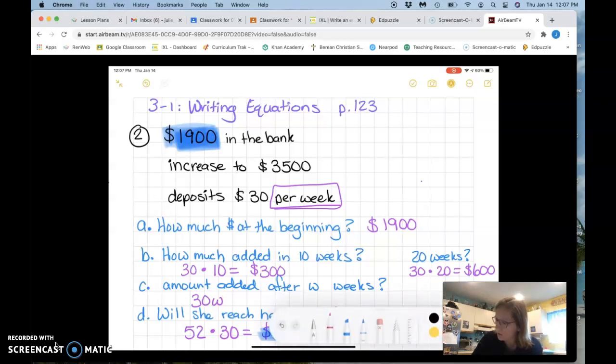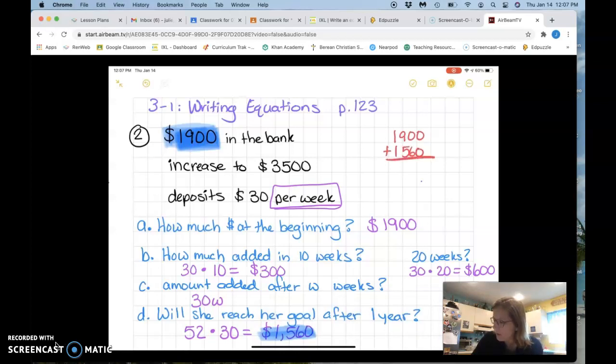I'm going to change colors. I'm going to do 1,900 plus 1,560 and that's $3,460. So is that 3,500, which is her goal? Remember her goal right here? No, it's not.